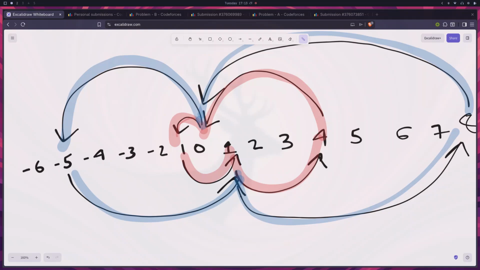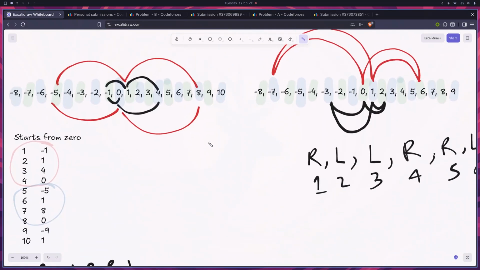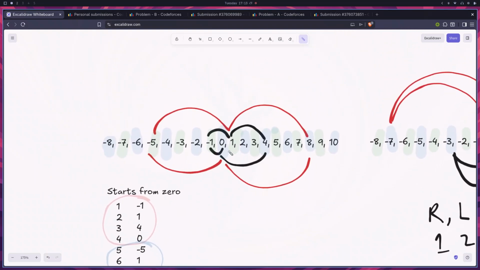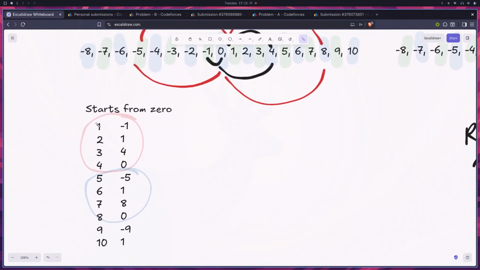How? Let's say, because after every 4 jumps, he comes back to 0. We know that the pattern is repeating every 4 jumps. So we'll make a manual note down right here. If we start from 0 and we simulate it, if there were n jumps, these are the number of jumps, and this is the final position he is at after the n jumps.